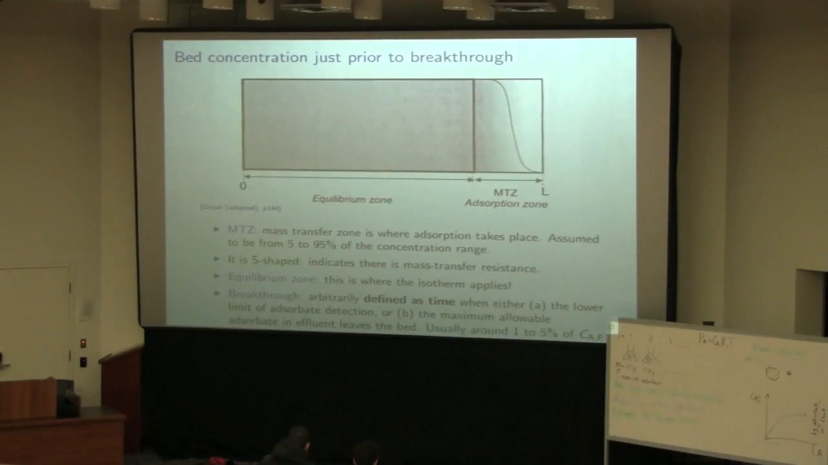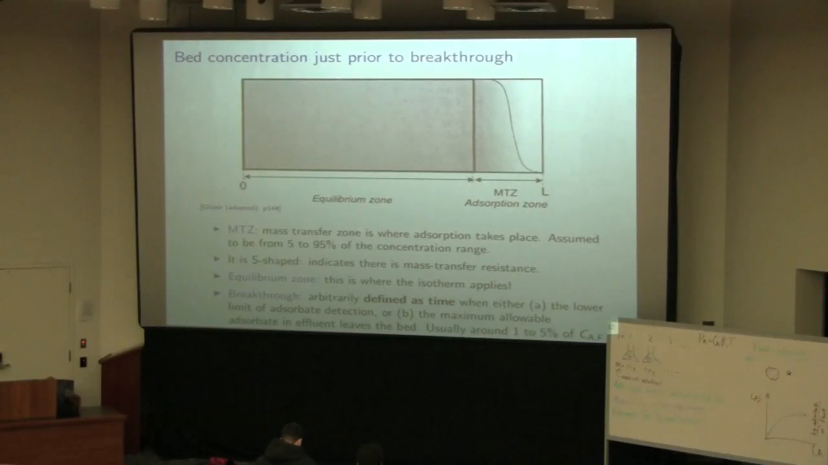MTZ is the definition, my mass transfer zone, where adsorption takes place. It's S-shaped. If there were no mass transfer resistance, by that I mean if there were no issues related to diffusion and those time delays of loading adsorbate onto the bed, that wavefront would be perfectly vertical. I would run my bed and get nothing coming out, nothing coming out, nothing coming out, and then suddenly I'd get stuff coming out.